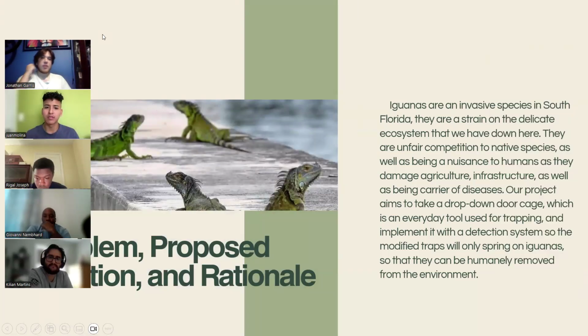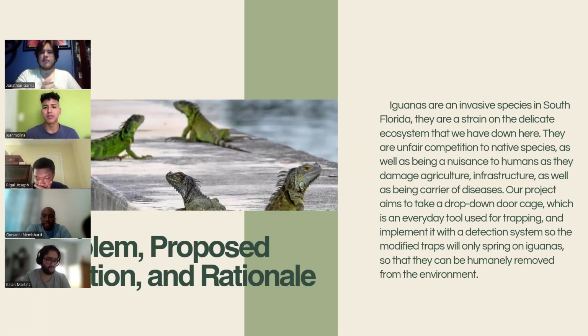Iguanas are an invasive species in South Florida. They put a strain on the delicate ecosystem that we have here, as they have an unfair advantage against native species, competing for resources and living areas. They are also a nuisance to humans because they damage infrastructure. When they are in their breeding cycle, they tend to burrow down into the ground, and that can mess with our own infrastructure.